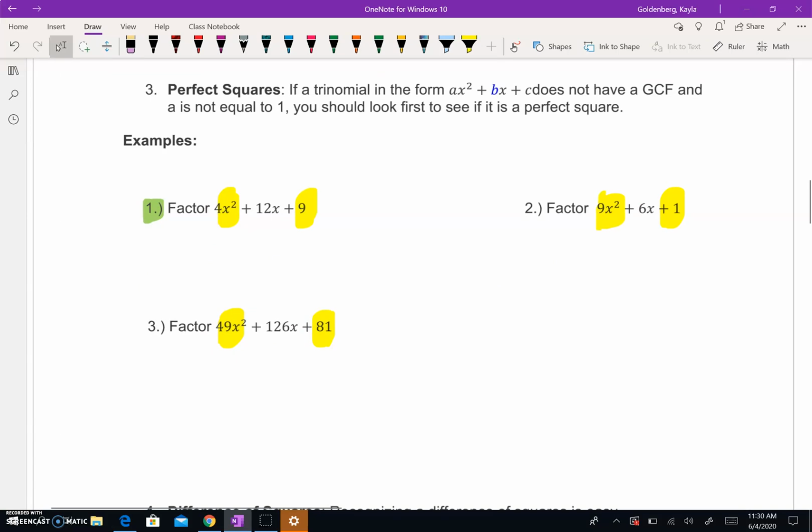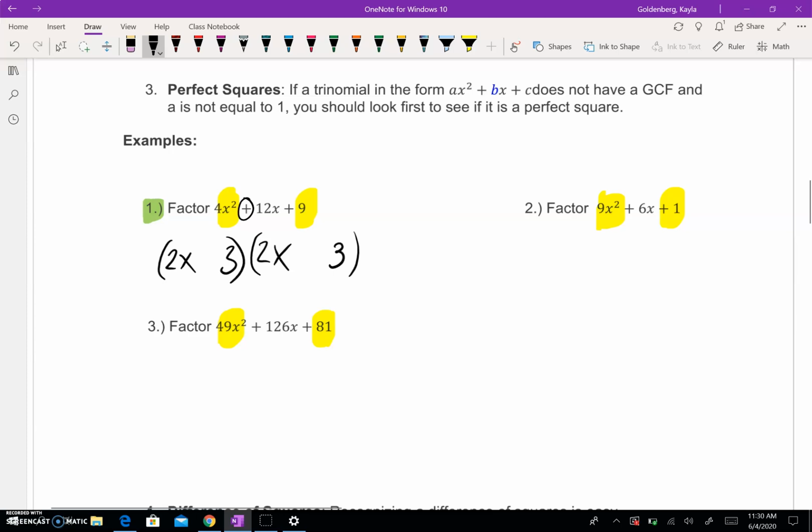It should be a signal that you're going to have the same thing times itself, and it's going to be a 2x times a 2x to get a 4x squared. Similarly, you're going to need a 3 and a 3 to get a 9. Sometimes the tricky thing is the sign. Notice it's a positive in the middle. All the numbers are positive, so it's going to be a plus for each of them. But remember, it's got to be the same thing times itself.